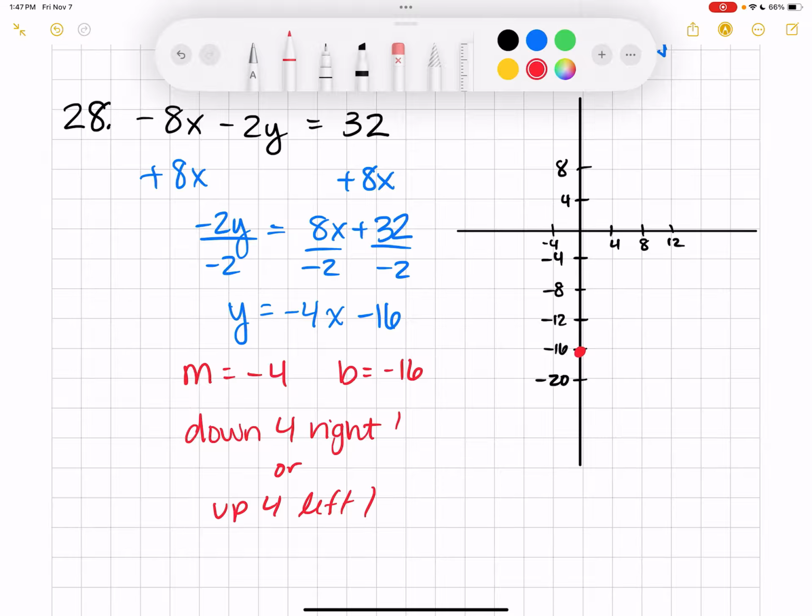I'm going down 4, right 1. I'm not going all the way over. I'm going over 1. Okay? So it's going to be a really tiny little graph down here. Now, I can also go up 4, left 1. So I can go up here and then back 1. And it's just going to look like this really bitty, teeny, tiny graph down here.